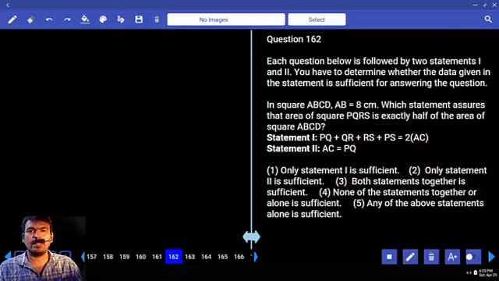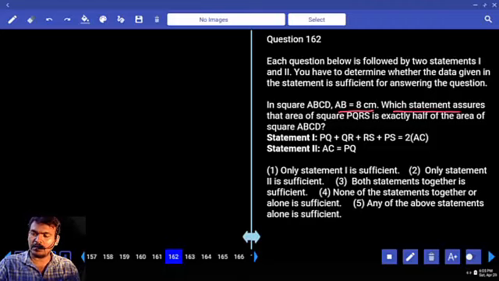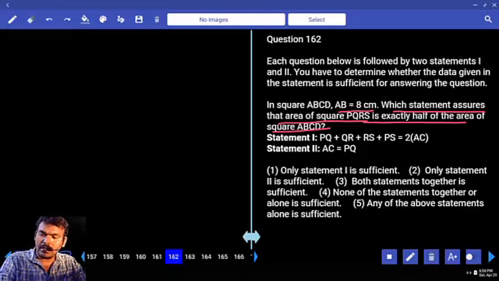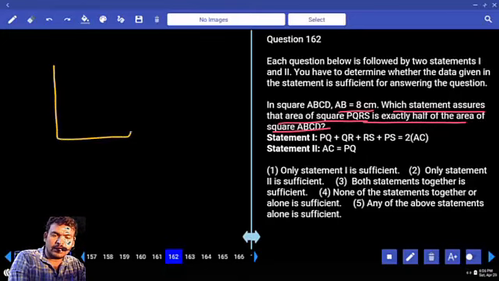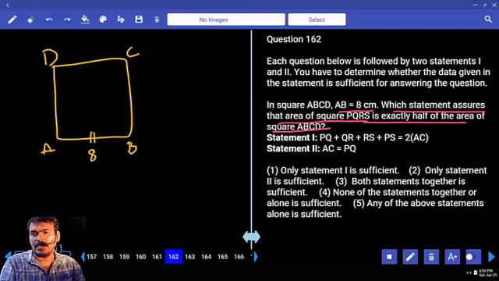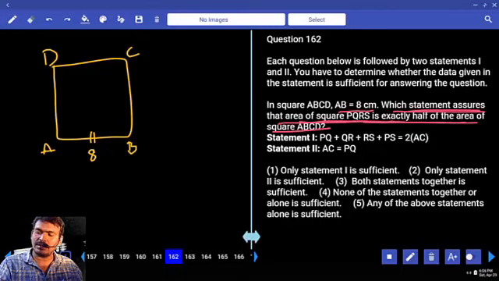Third. Next, 162. In a square ABCD, AB equal to how much? 8 centimeters. Which statement assures the area of a square PQRS is exactly half of the area of the square ABCD? And here square ABCD, what is the AB value? 8. If the AB value is 8, it means all the sides are also 8. And which statement assures the area of square PQRS is exactly half of the area of ABCD?